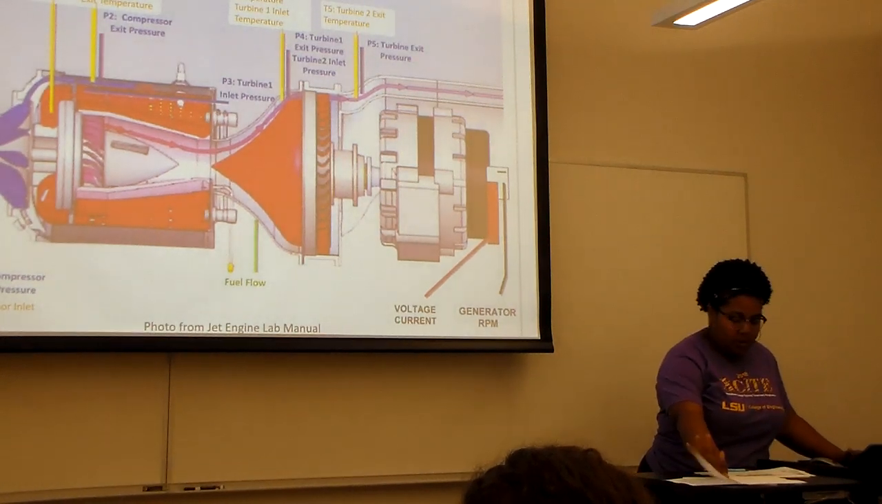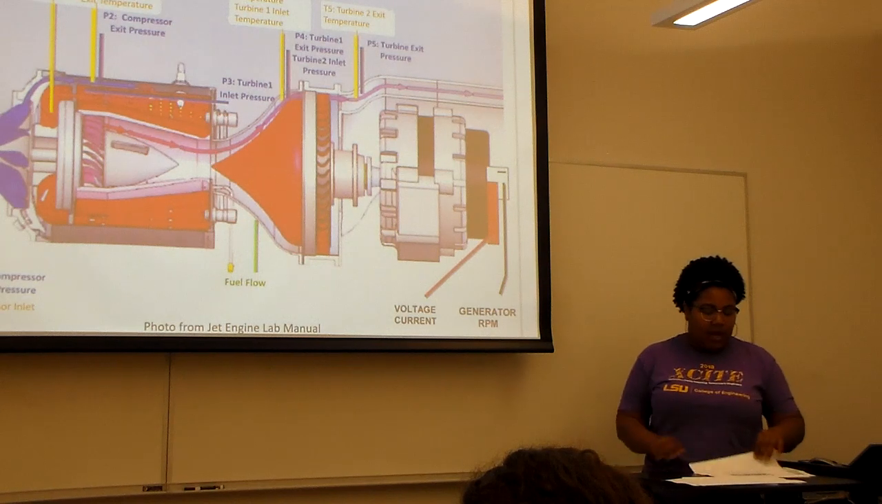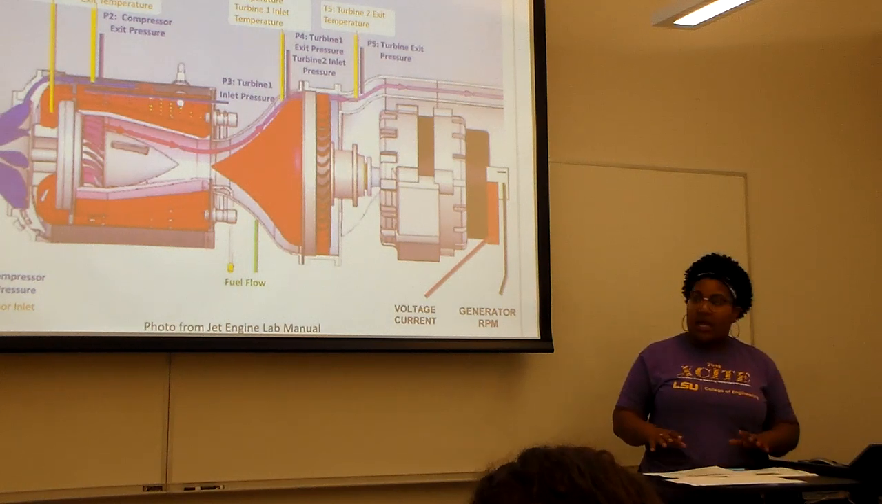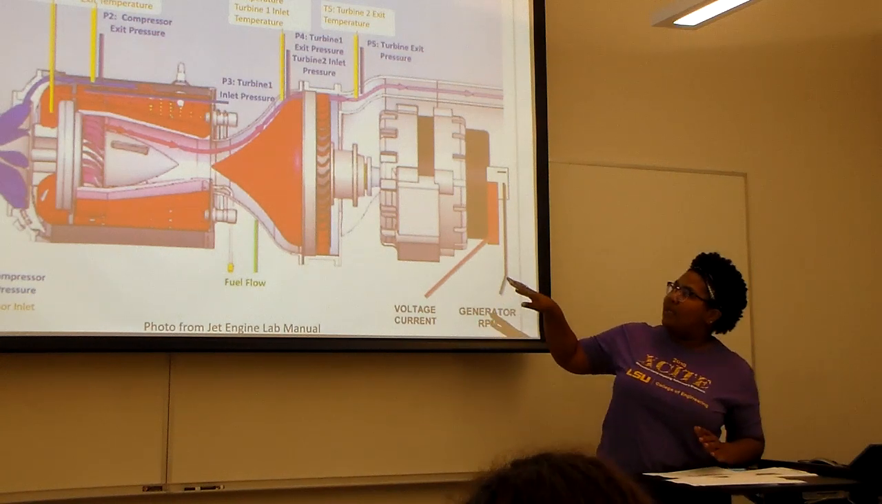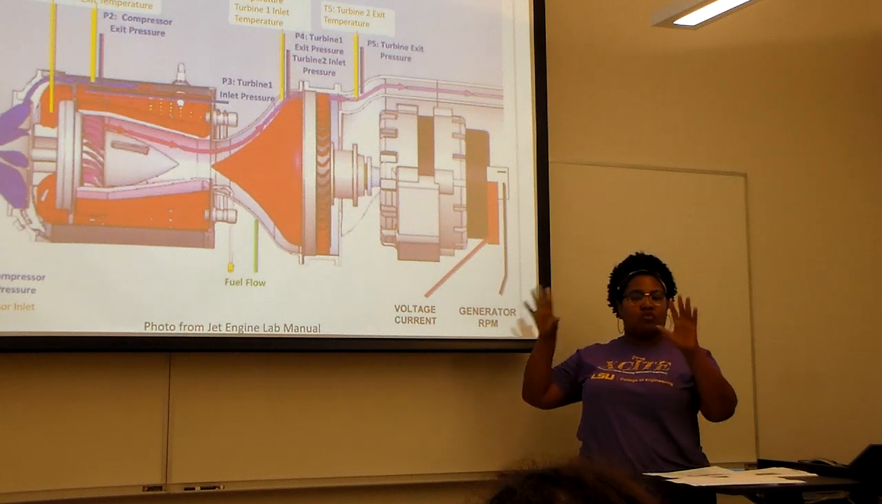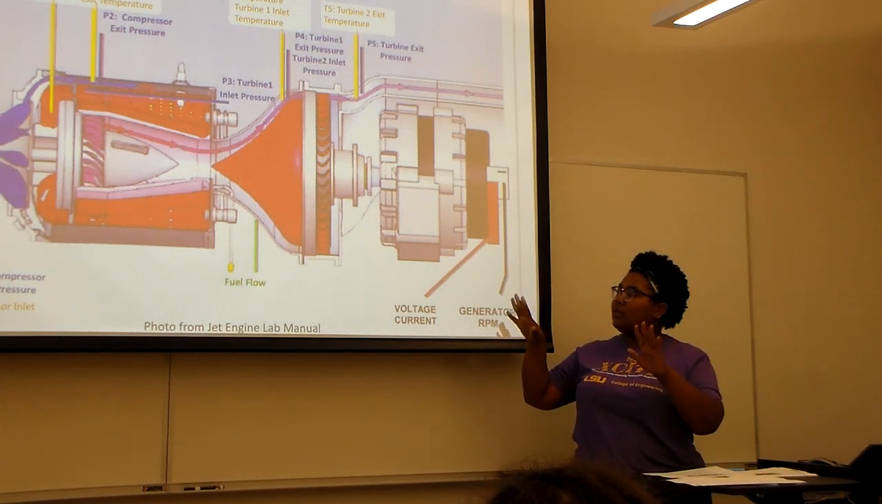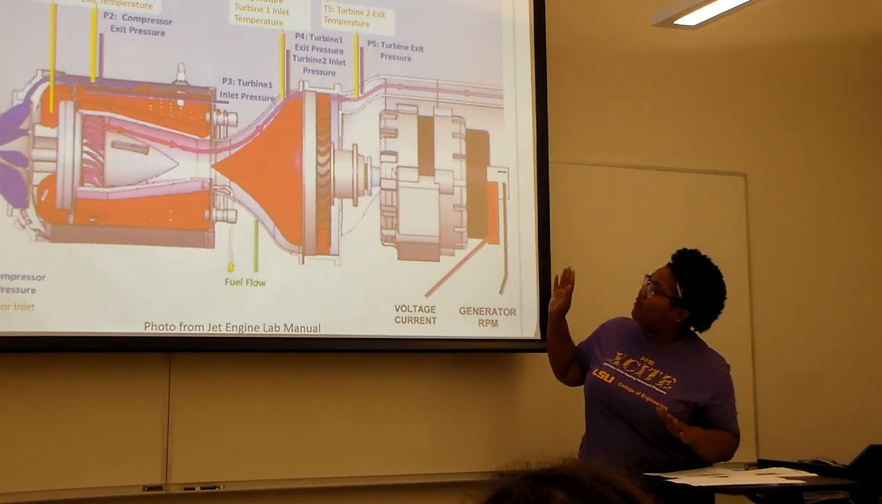Okay, so this will make a little bit more sense once I get to the next slide, but I couldn't fit both pictures on the same one. So here's that same picture again, but it shows the number codes of what it's going to look like on the screen when we're doing the experiment. It's basically all the same stuff.